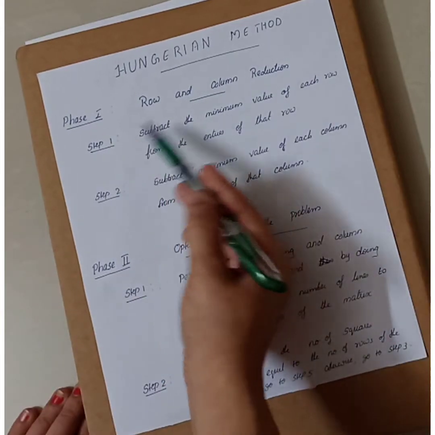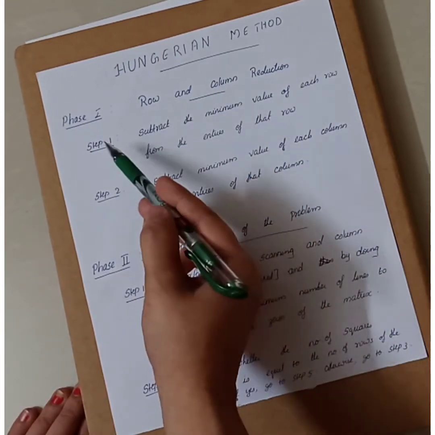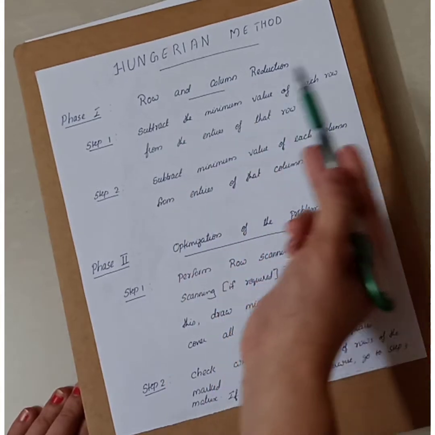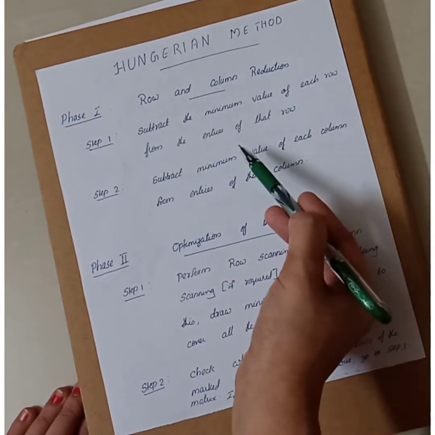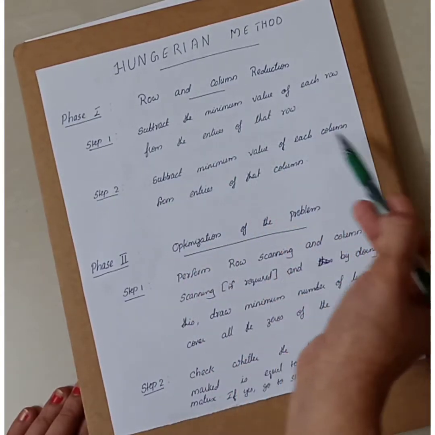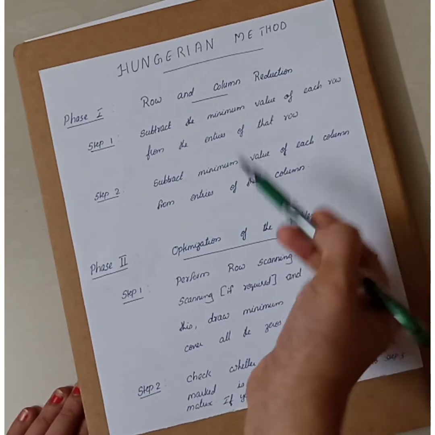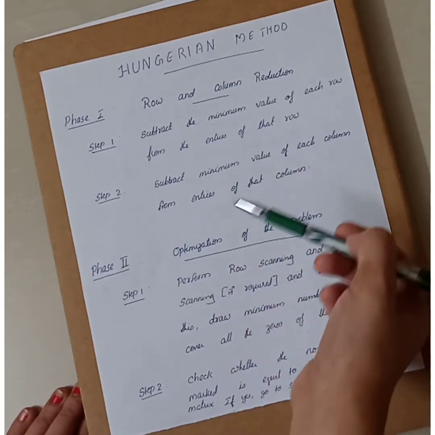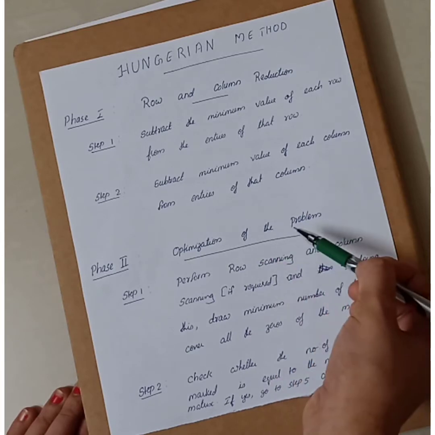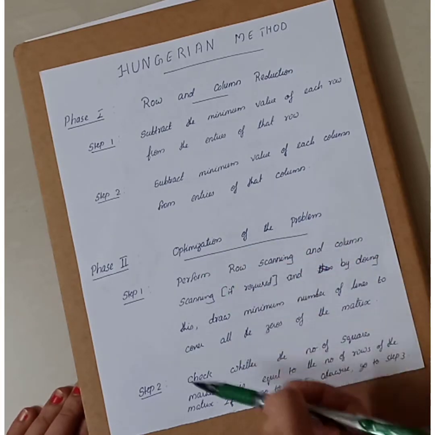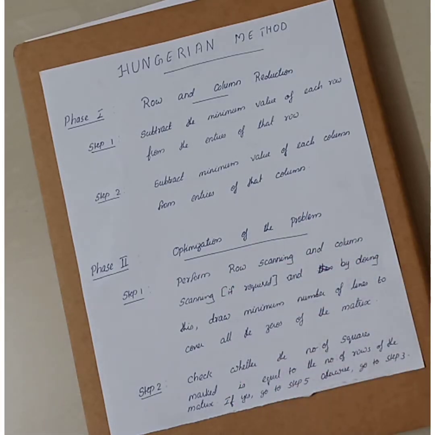In row and column reduction, step number 1 is to subtract the minimum value of each row from the entries of that particular row. Similarly, subtract the minimum value of each column from the entries of that column. We will discuss it in detail. The second phase is optimization of the problem. This one also has around 5 steps. We will discuss each step in detail once we are solving the problem.